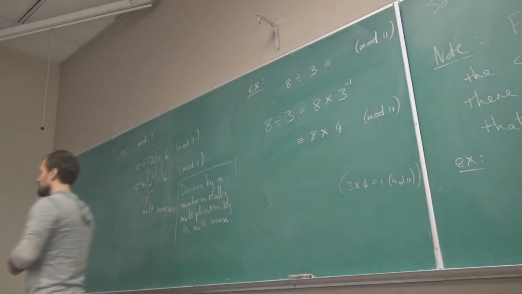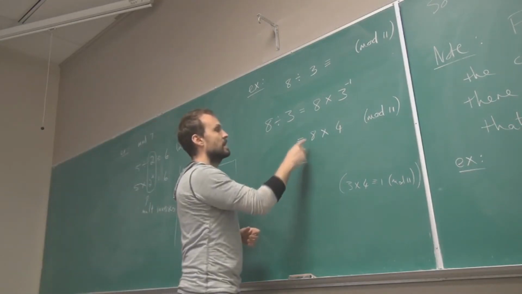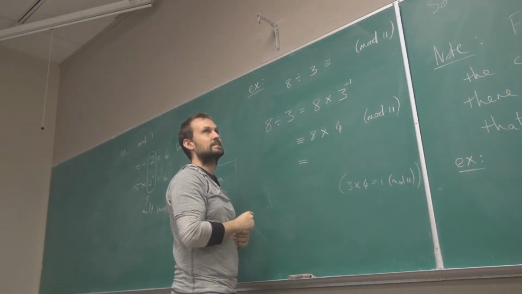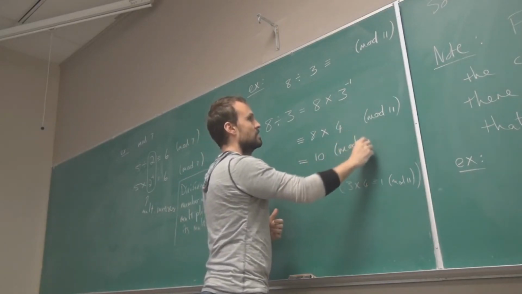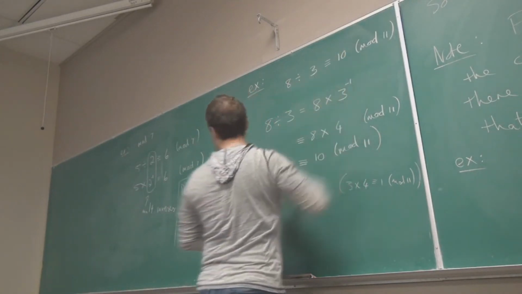And now I've rewritten this as multiplication, which feels so much nicer and easier to work with. 8 times 4 is 32. 32 mod 11 is 10. So the answer up here is 10.